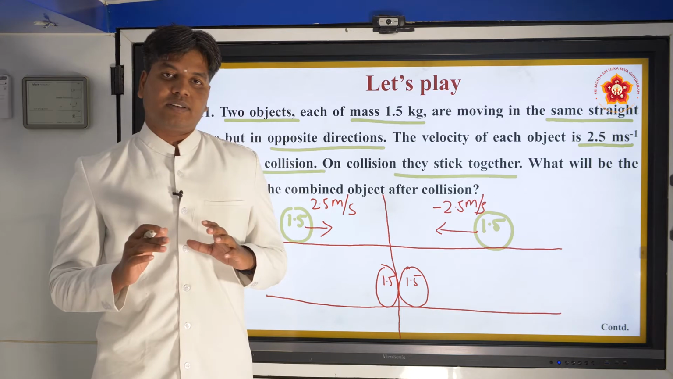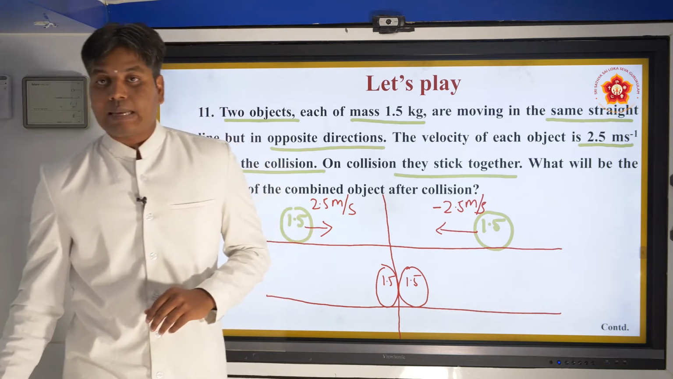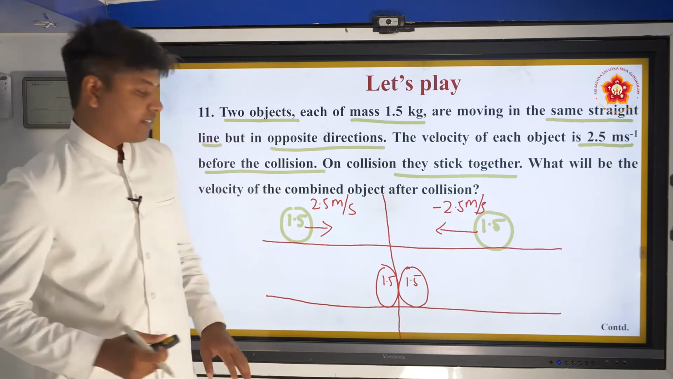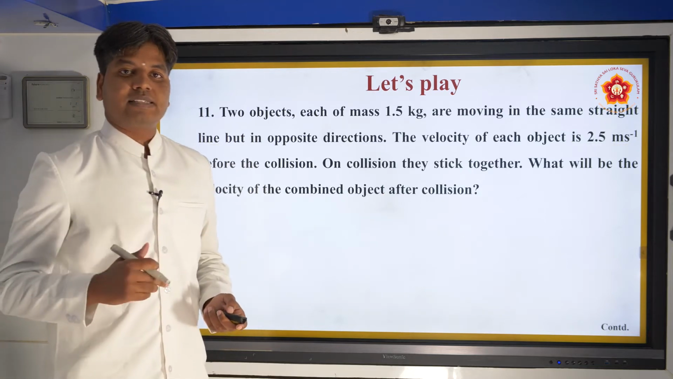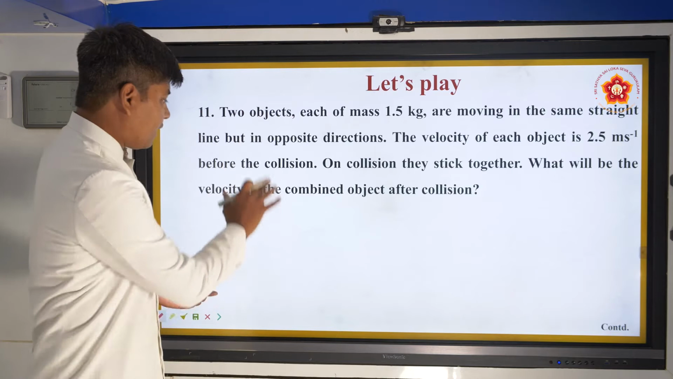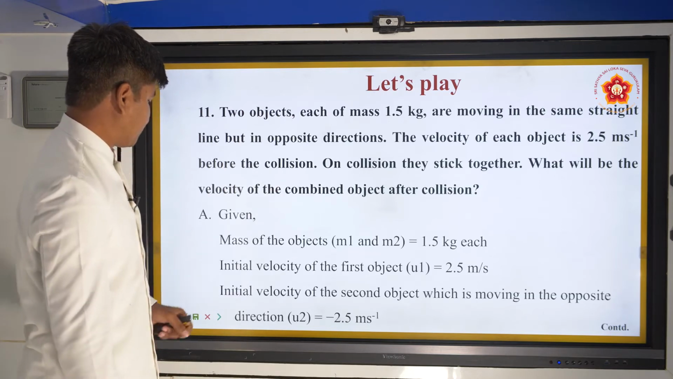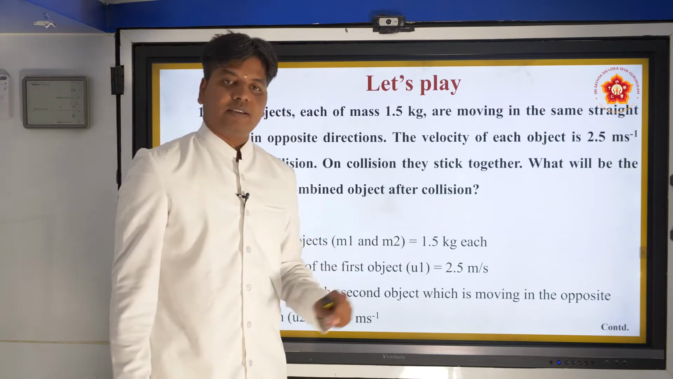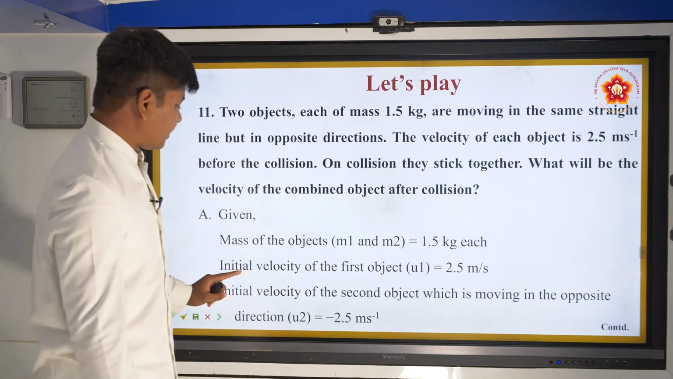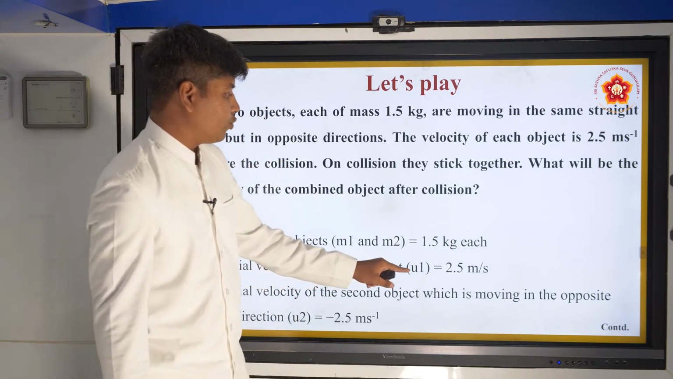Our conclusion. Now let us go stepwise without using the symmetry and cross verify whether what we have discussed is right or wrong. So let us write what is given in the problem. The masses of the objects m1 and m2 are 1.5 kg each, right? Initial velocity of this object, u1.